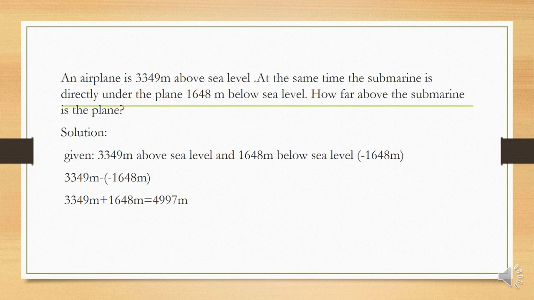So 1,648 meters changes into negative 1,648 meters. The solution is 3,349 meters minus negative 1,648 meters. So 3,349 meters plus 1,648 meters equals 4,997 meters. The operation here is changed because we simplify the given operations and the sign of the subtrahend. So the answer is 4,997 meters.